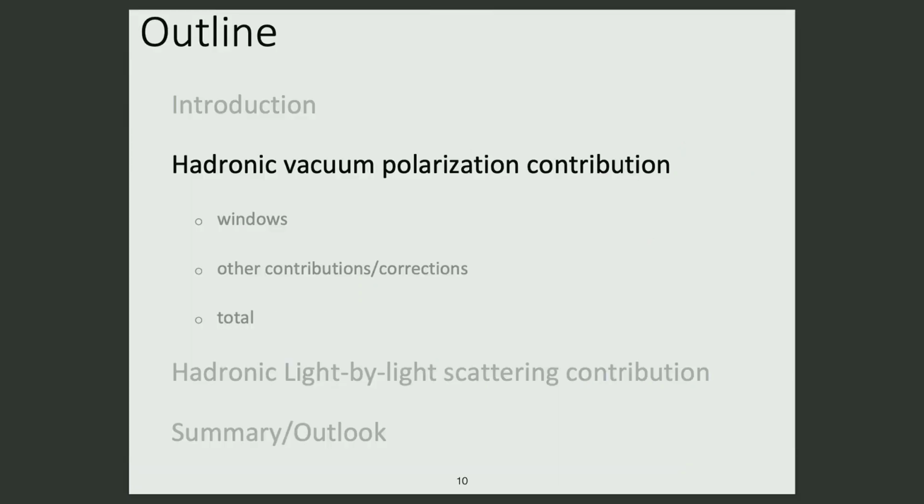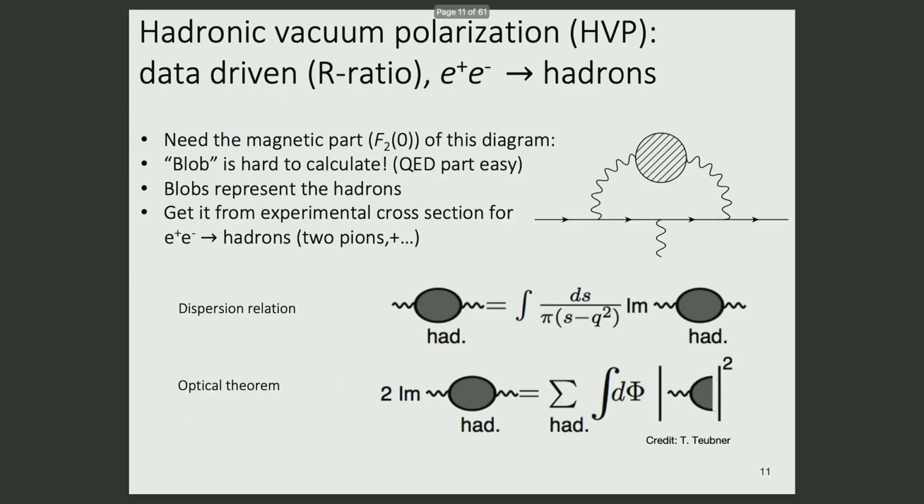Okay, so now let me dive into the vacuum polarization contribution. And before I get to the lattice, let me just say a few words about the data-driven calculation so you have an idea of what we're comparing with. So what we want to do is calculate this contribution. So there's a one-loop QED integral, and then there's a hadronic blob. Basically all possible hadronic states that can propagate between 2 vector currents. And the blob is, of course, hard to calculate.